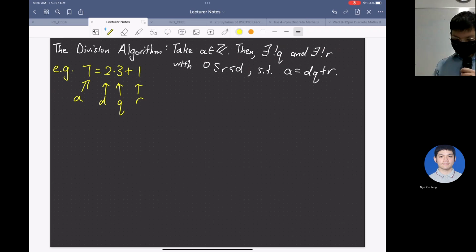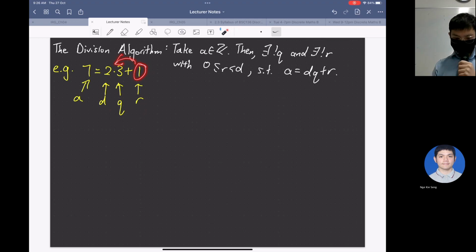So you will notice that this number here is always less than this D here, this 2 here. Because if this is 2 or more than 2, then you can just move it across, right? So this is the remainder. The remainder is always less than the divisor. If it is greater than or equal to the divisor, then you can just move the extra bit into here.